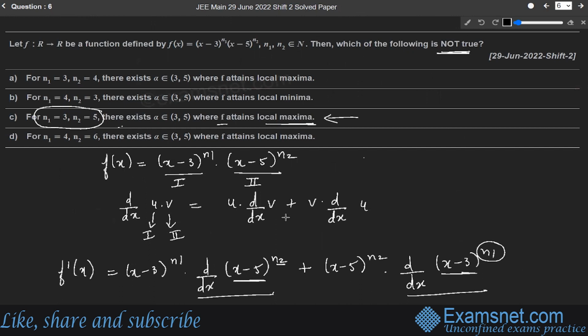So for this question, the correct option is option C. Remember that we have to select the option that is not true. So option C is not true, because at both these points we get local minima, but option C says that it is local maxima. That is why it is not true. And we also understand that there is only a single critical point for the derivative of f of x. I hope you are clear with this question.